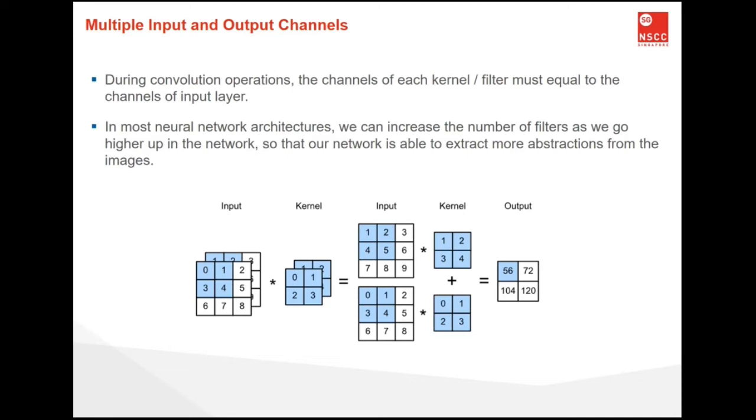In short, multiple channels can be used to extend the model parameters of the convolutional layer. The higher the number of filters, the higher the number of abstractions that your network is able to extract from image data.